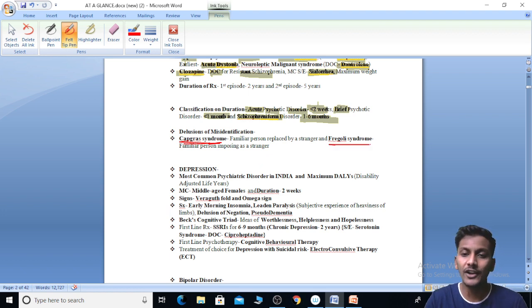Whereas what happens in Fregoli syndrome? Fregoli is totally opposite. In Fregoli syndrome, the familial person is imposing as a stranger. Okay, so kya lagta hai patient ko? So the patient feels that some familial person is showing like he is a stranger to you. Therefore, he goes to a person walking on the street and asks them, you are my mother, you are just behaving like a stranger to me, right? So please remember, that is what Fregoli syndrome is.